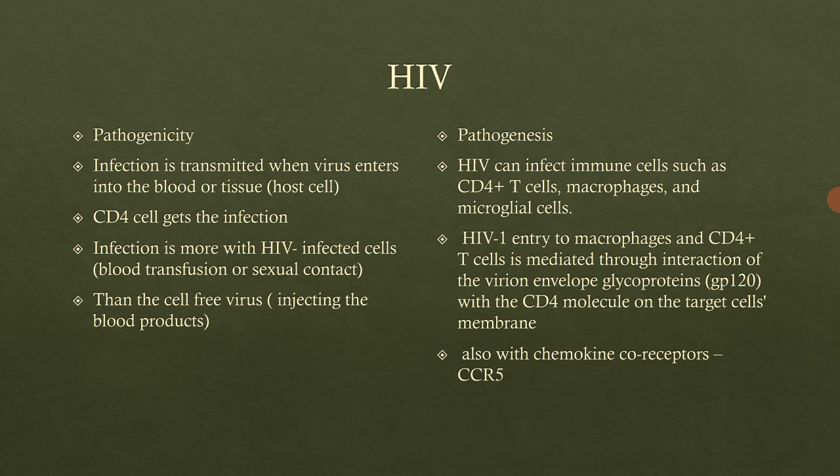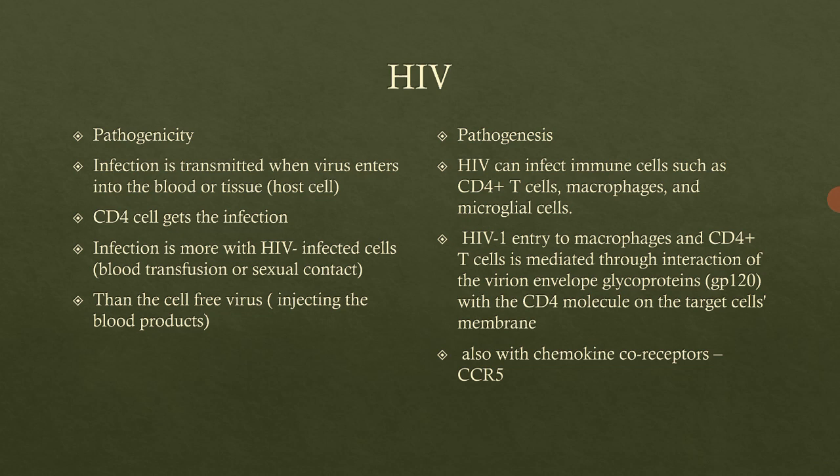And that's why it reduces our immunity, and therefore a person will be deficient in immunity, and hence it is called the human immunodeficiency virus. So the primary target for the HIV will be the CD4 cell. So the CD4 will get the infection first.